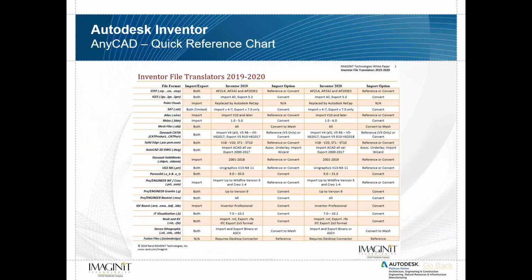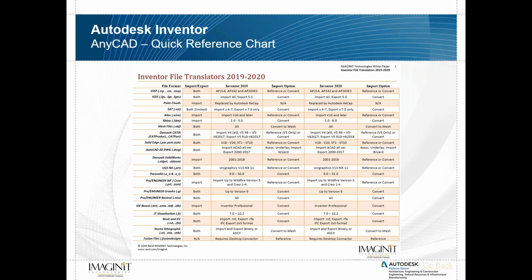Because we're talking about so many different file types, what can we do with each of them? So we put this chart together, call it our Inventor translators, and in there we're letting you know whether a file can be brought in as a reference, or if it has to convert, or if it can do both. So the first column here, we're looking at the file type that we can work on, and what we can do with a step file.